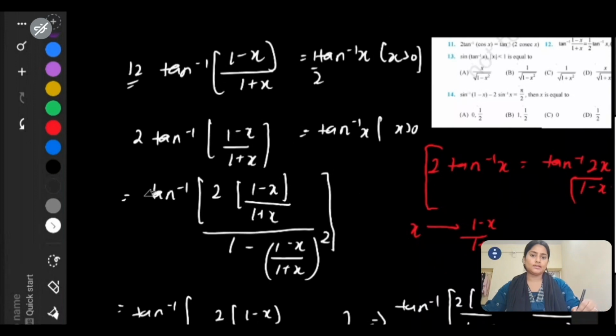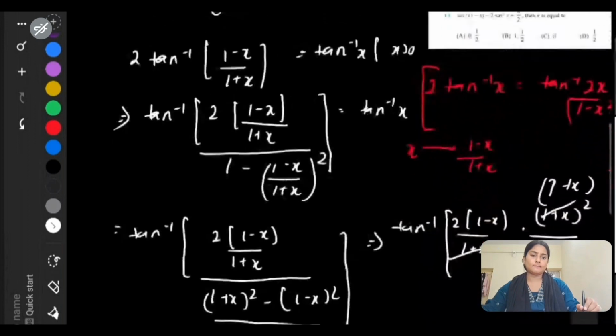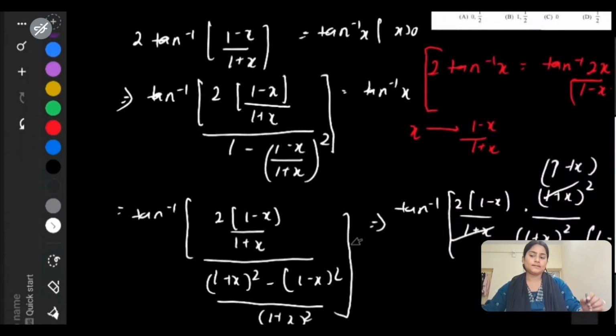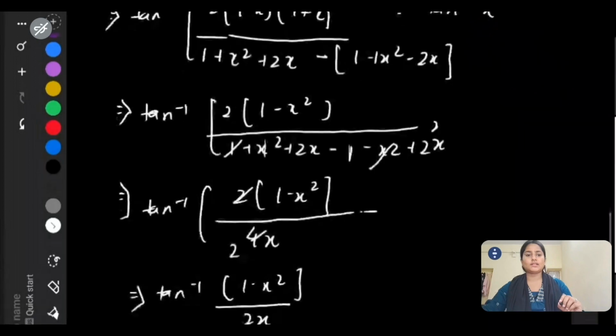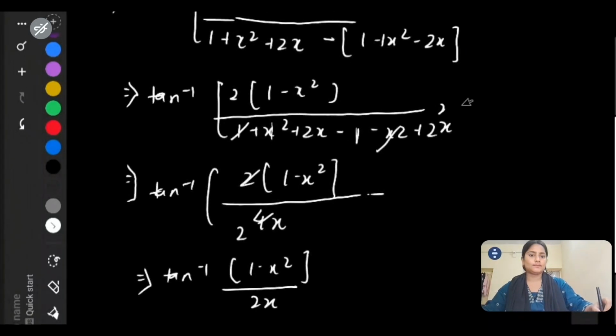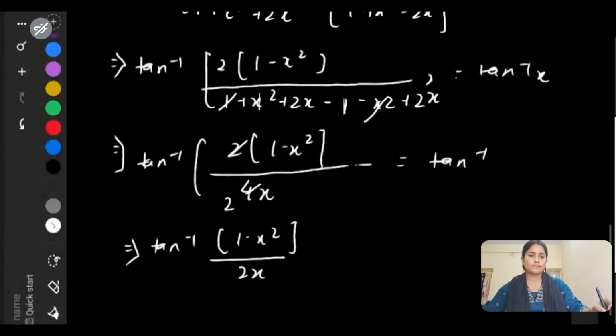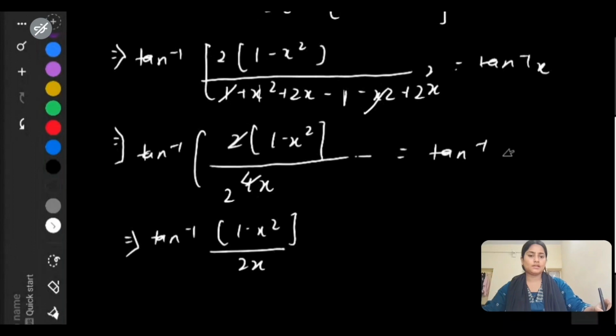Here you can write equal to tan inverse of x. Same goes with this. In every step, you have to write this as an arrow, not the equal to sign. Here you have to write tan inverse of x equal to, same for the next step as well. Tan inverse of x equal to tan inverse of x, and here with the same, tan inverse of x.